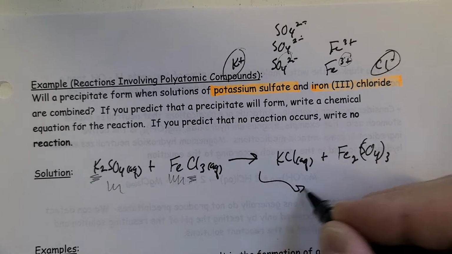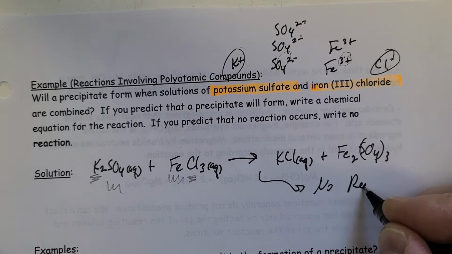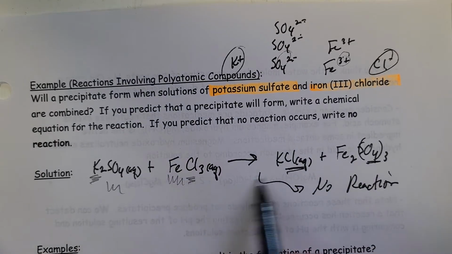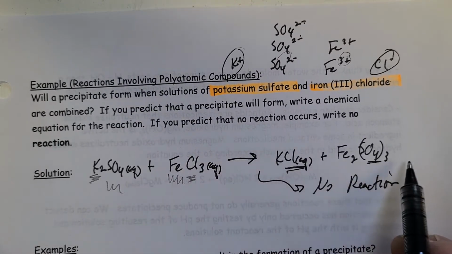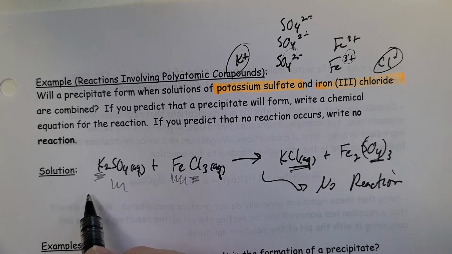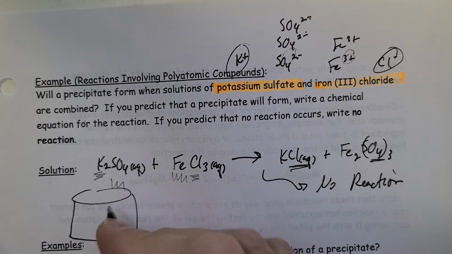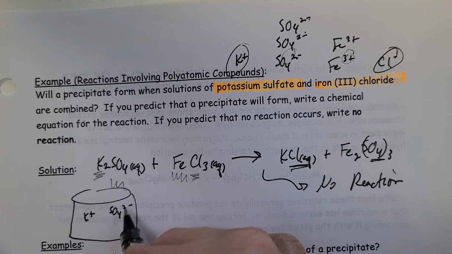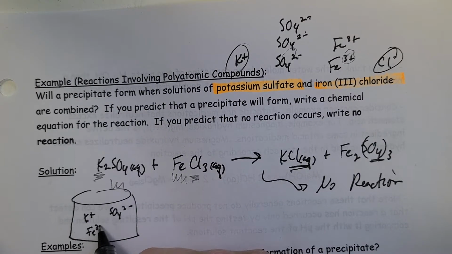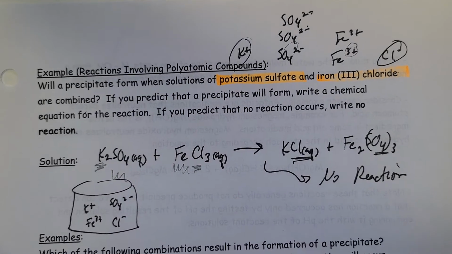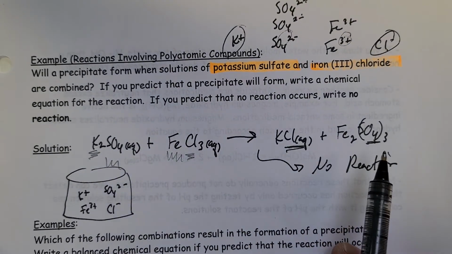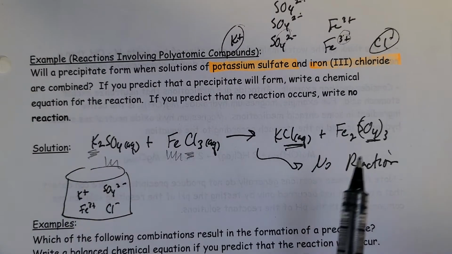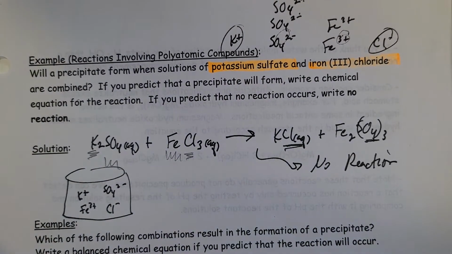This is actually no reaction because notice we don't have a precipitate. So it's just like nothing has changed here. Aqueous, aqueous, aqueous, aqueous. Aqueous, of course, just simply means that we have K+ floating around, sulfate ions floating around, iron 3 chlorides. So there's no reaction here because we don't have a precipitate being formed. Okay, so no reaction.